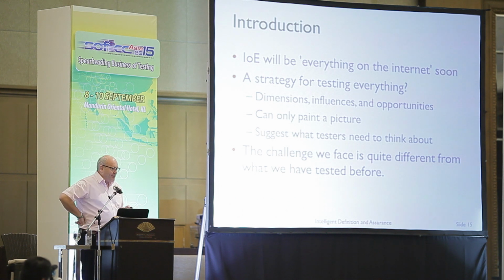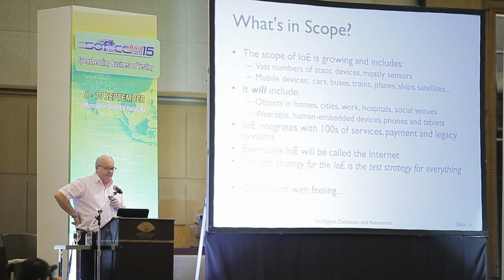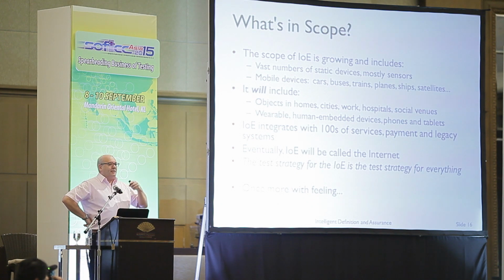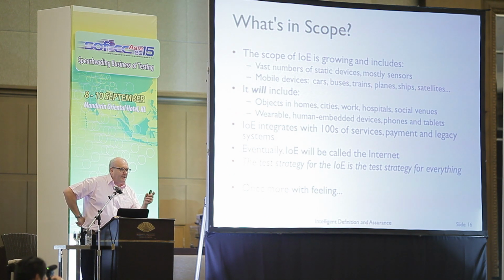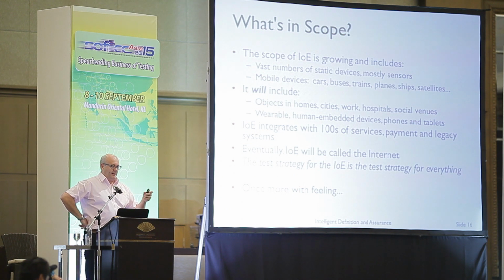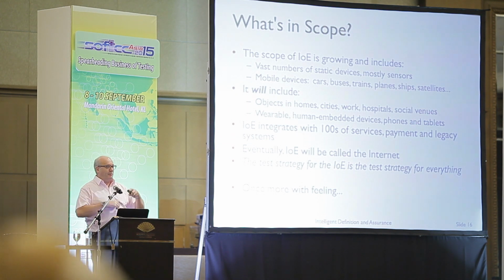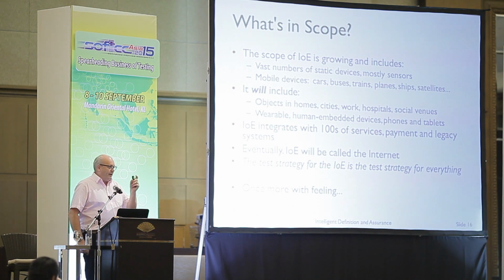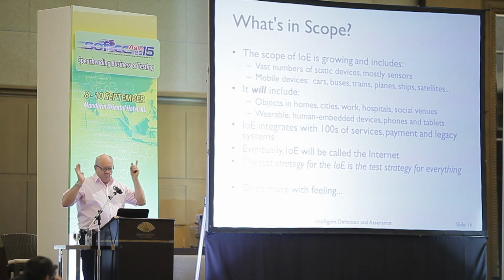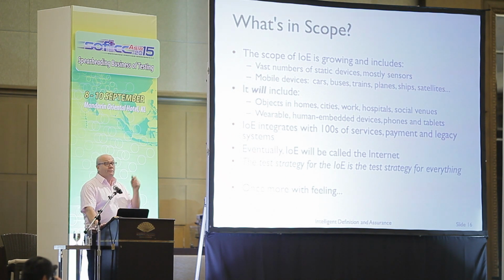So I want to suggest that the challenge we face is different from before, okay? The scope of the Internet of Everything is growing, so it's a marketing term. The scale of the Internet of Things, the Internet of Everything, is creeping up and getting bigger, but the marketeers are driving the hype that surrounds it. So the scope is right now being driven by marketing, not by technologists. Technologists are coming up with fantastic ideas, but it's the marketeers who are making all the noise. The Internet of Things, the Internet of Everything, will include objects in homes, cities, work, hospitals, wherever you go. Hotels, obviously hotels. Wearable stuff. I mentioned contact lenses with software in.